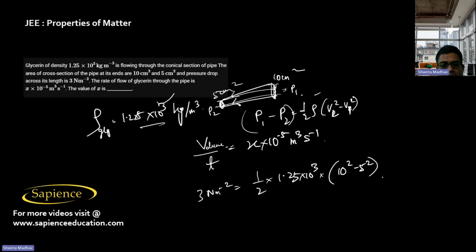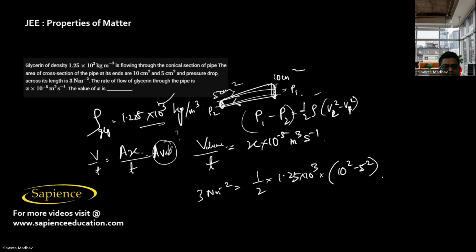Rate of flow of glycerin through the pipe. So the rate of flow, we can say this is dV, volume by time. Volume means it is area into x, divided by t, so area of cross section into velocity, that we have to find out. It means A1 V1 will be equal to A2 V2.